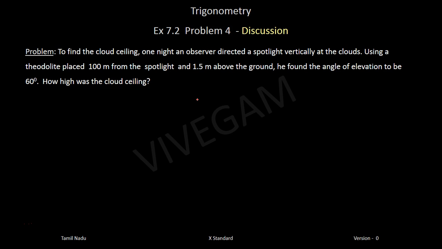To find the cloud ceiling, one night an observer directed a spotlight vertically at the clouds. Using the theodolite placed 100 meters from the spotlight and 1.5 meters above the ground, he found the angle of elevation to be 60 degrees. How high was the cloud ceiling?